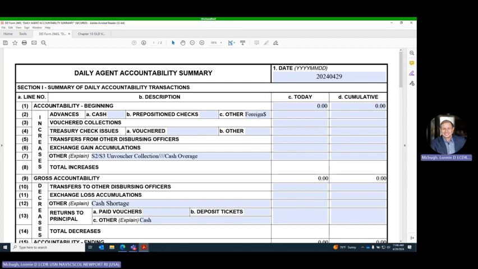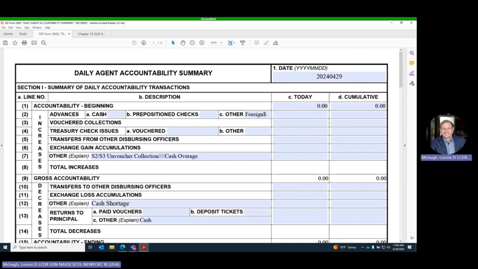We're going to look at line 1, our accountability at the beginning. Just like the 2657, we are taking yesterday's accountability and we are carrying it forward. For this example, we're going to say that there was nothing that happened on previous days. So our accountability at the beginning of the day is $0. Line 2 is our advances. This is what the disbursing officer will be giving the deputy.